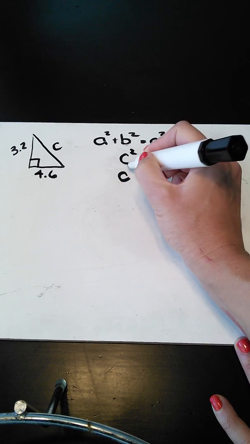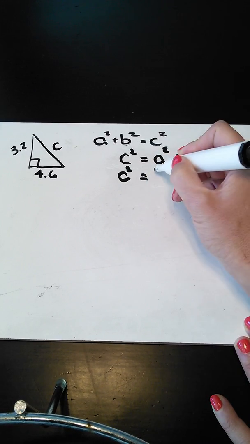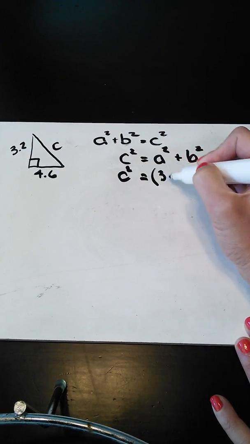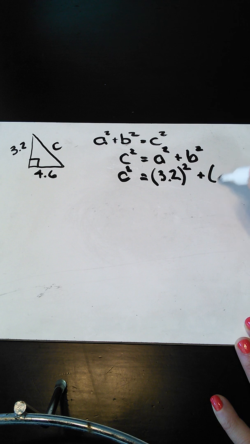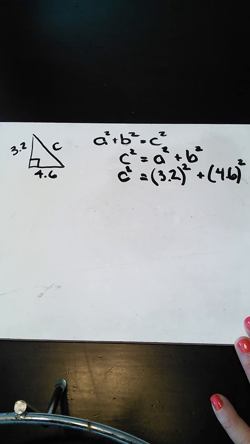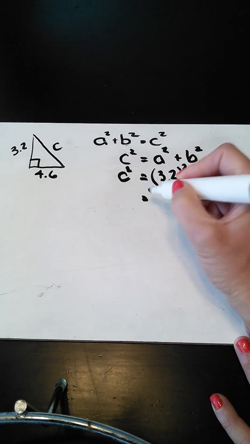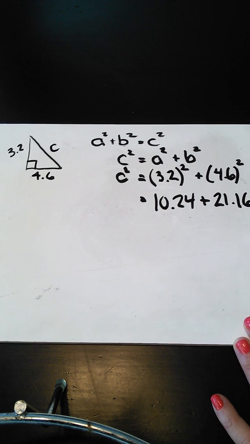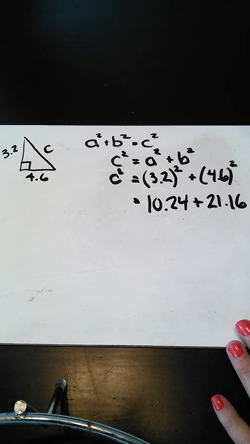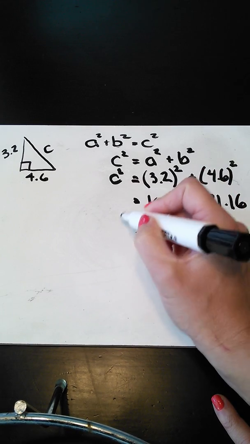Now all I'm going to do is start plugging in my numbers. So C squared is equal to, if I take A, which is 3.2, and I square that, then I take my B side, which is 4.6, and I square that, I'm going to be able to add them and end up with C squared. So let's just start to solve this. 3.2 squared would be 10.24. You can also stop it now and try it yourself, and then you're going to be able to see if you got the right number at the end. So 4.6 squared would end up being 21.16.